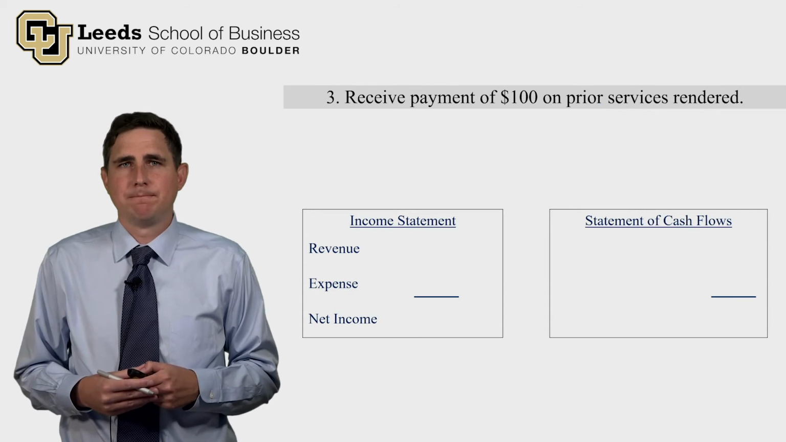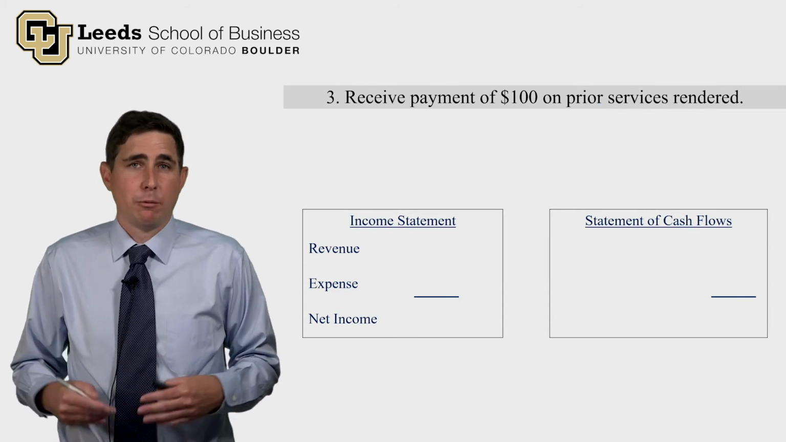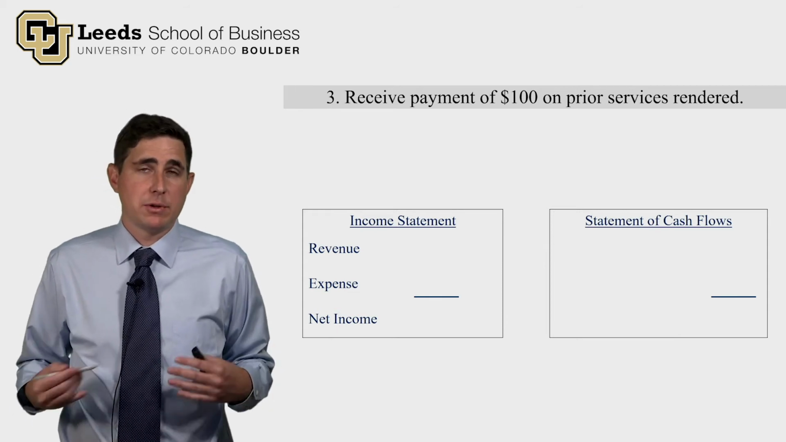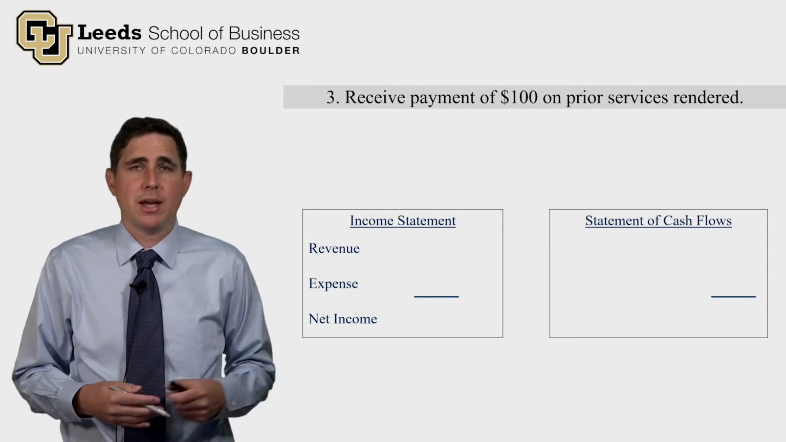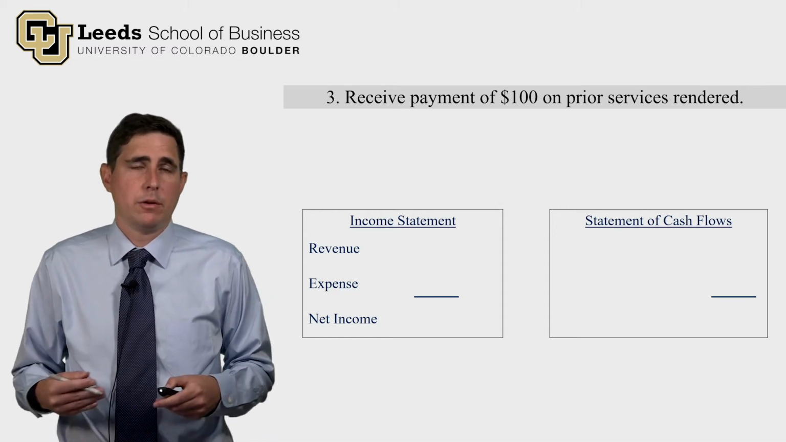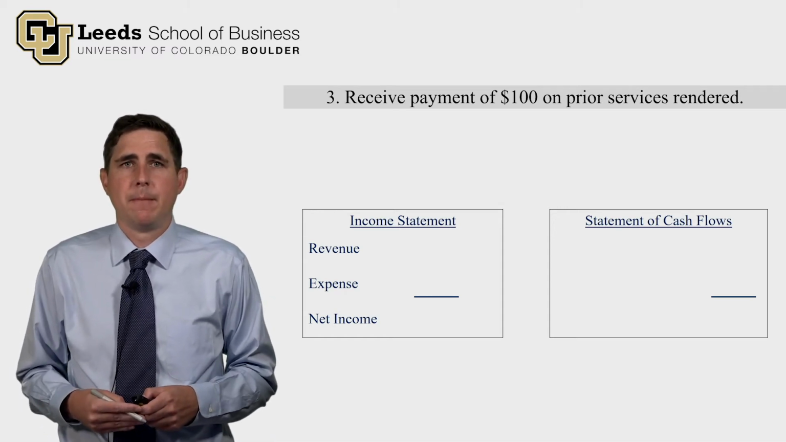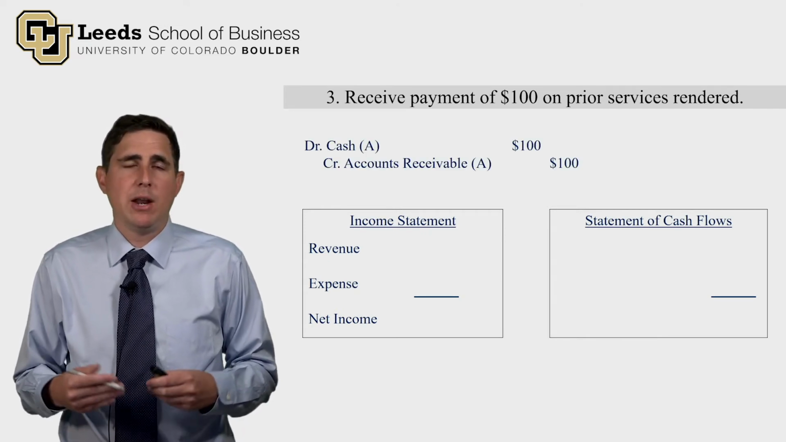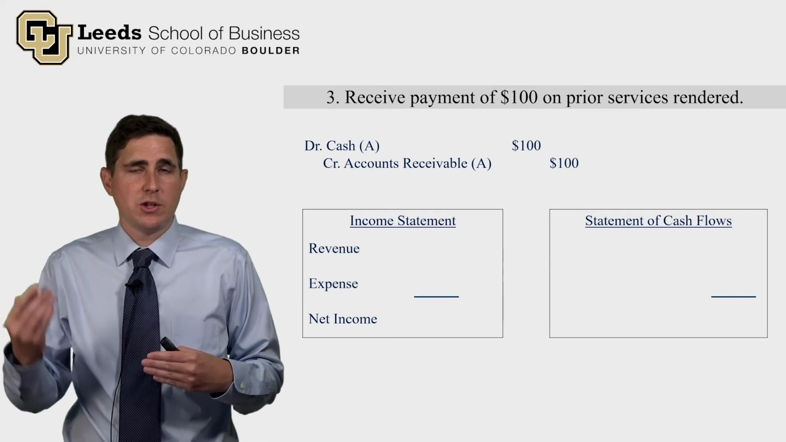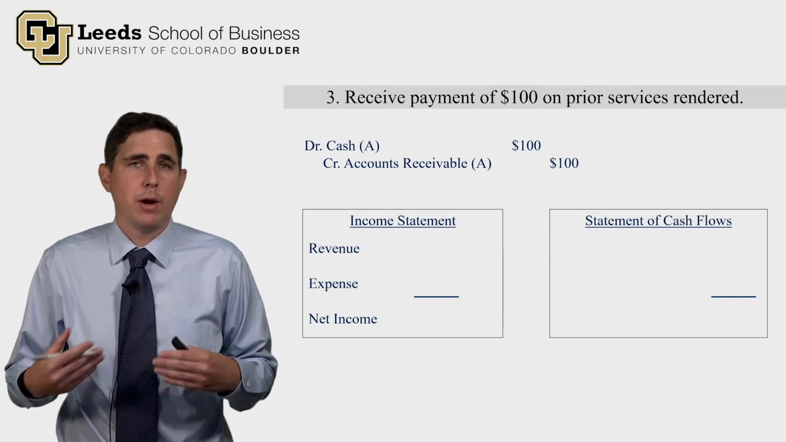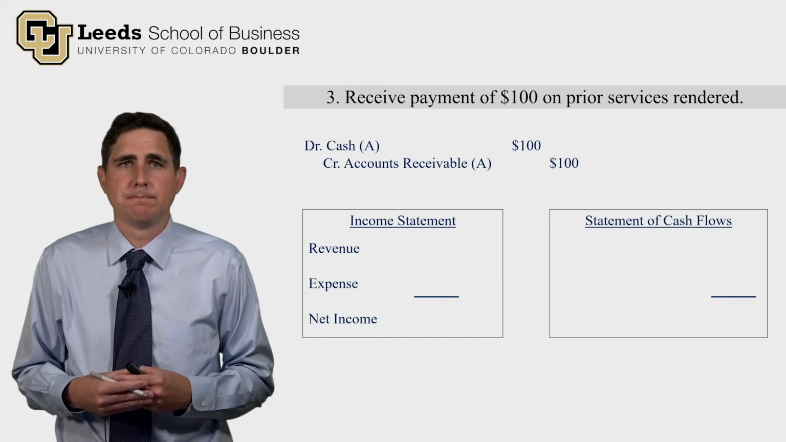Example number 3. In this example, we'll receive a payment on prior services rendered. So you can think of this as receiving a payment on that previous accounts receivable, and we're receiving $100. First, again, we'll go through the journal entry. Receiving cash, so a debit to cash of 100. And we're receiving cash on accounts receivable, so we'll reduce our accounts receivable balance by 100. And we'll credit the accounts receivable balance to reduce it.